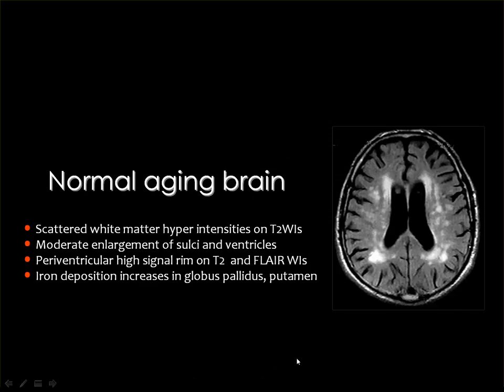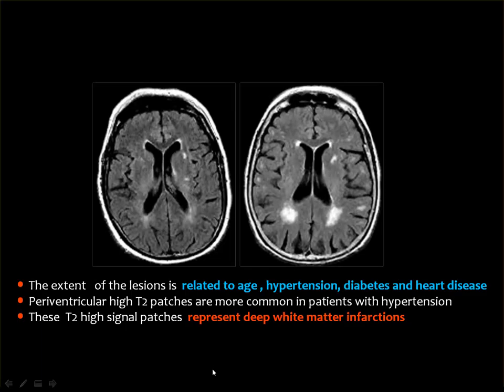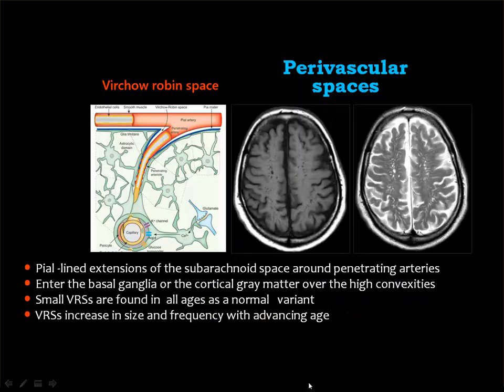Then normally in old patients, you get many old infarctions in the white matter, and this is due to subcortical arteriosclerosis, which is commonly seen in hypertensive and diabetic patients. And in my opinion, these lesions are not referred to as pathology. They are referred to usually as normal brain imaging aging.